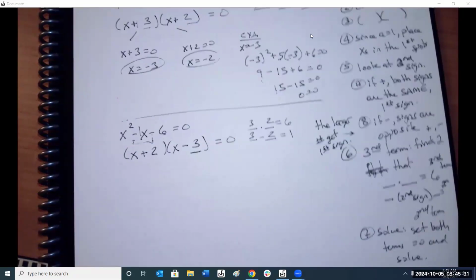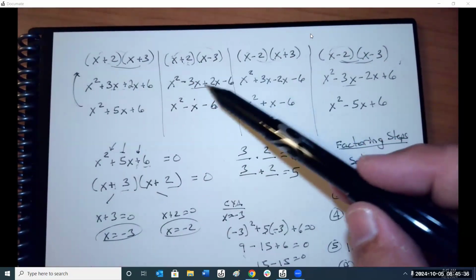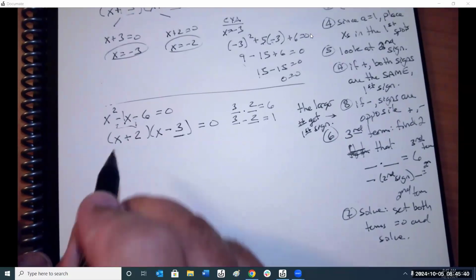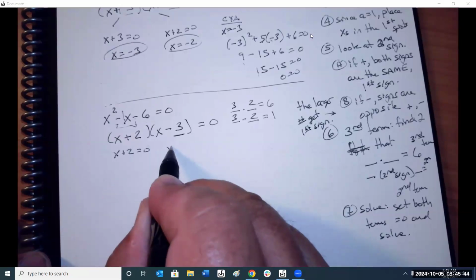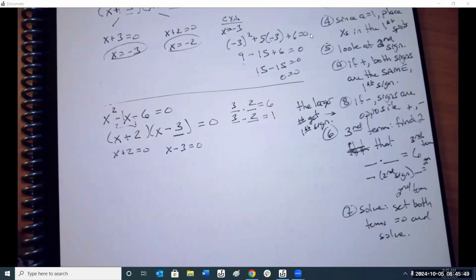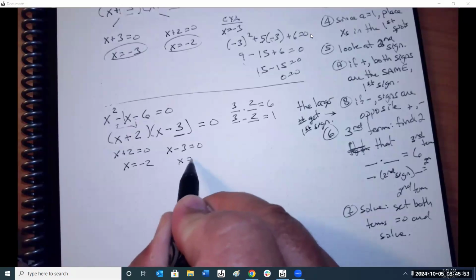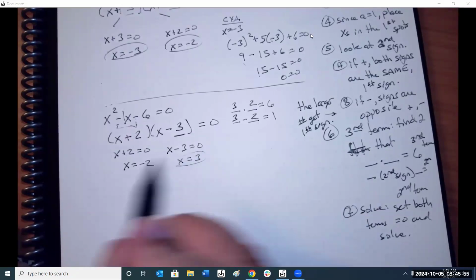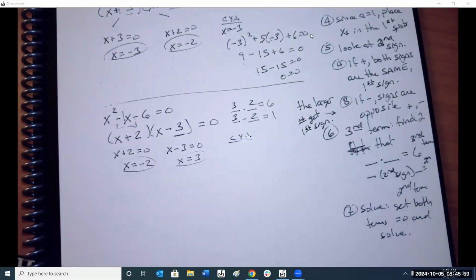And so we can see this one, it came from x plus 2, x minus 3. So there's the check. Set them both equal to 0 and solve. We got x equals -2, x equals 3. And then check your answer. But they'll both work.